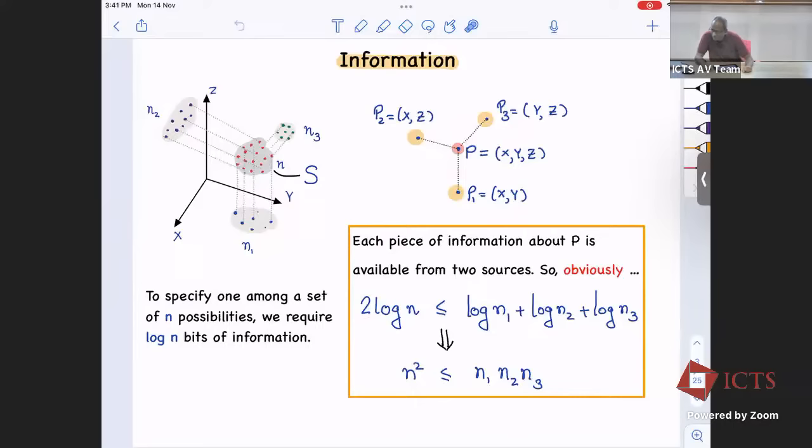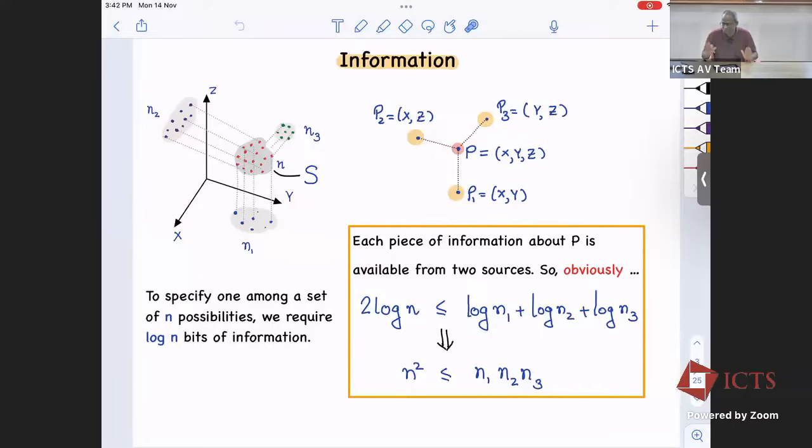Is it not a problem that the two sources are not necessarily independent? Yes, they are not necessarily independent. Those things will come. But right now, I'm just saying that the amount of information that I get by picking a point P is log n bits. That information is available from two sources. Information goes as the log of the number of possibilities. Hence, this inequality must be true. And right now it is just a religious belief. One shouldn't question it too much.